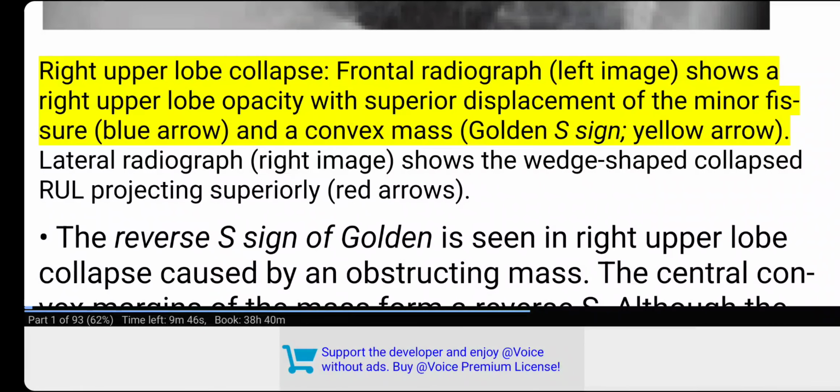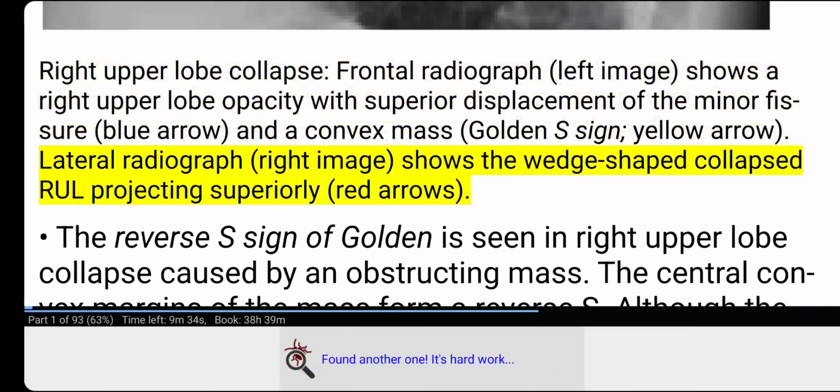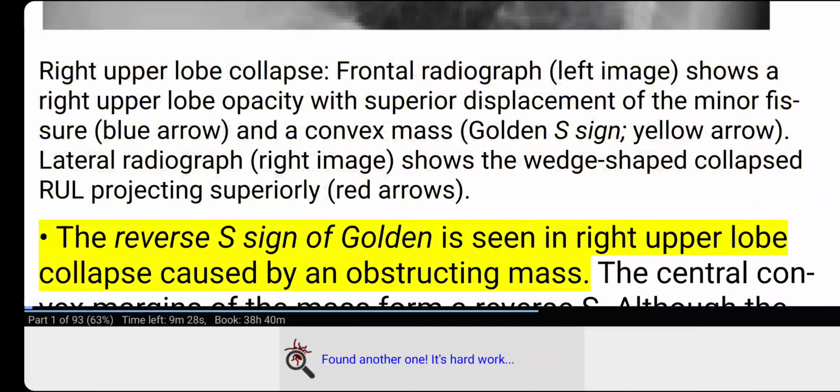Frontal radiograph, left image, shows a right upper lobe opacity with superior displacement of the minor fissure, blue arrow, and a convex mass, golden S sign, yellow arrow. Lateral radiograph, right image, shows the wedge-shaped collapsed RUL projecting superiorly, red arrows. The reverse S sign of Golden is seen in right upper lobe collapse caused by an obstructing mass.